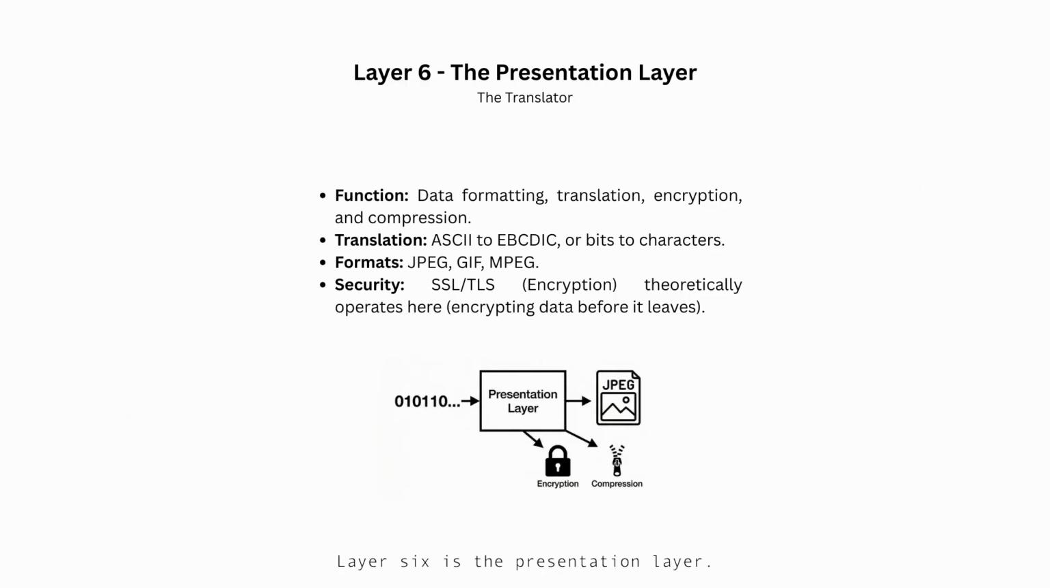Layer 6 is the presentation layer. It makes sure that the data is in the format that the application can understand. It is the translator of the network. This is where character encoding also happens, like ASCII. It's also where encryption and compression technically live. If you're sending a credit card number, Layer 6 encrypts it so it looks like garbage to anyone sniffing the wire, but the receiver's Layer 6 can decrypt it back into numbers.